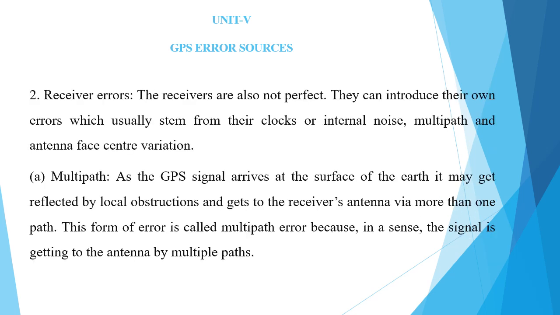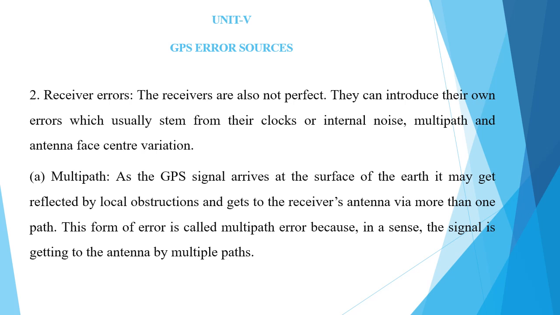Receiver error. The receivers are also not perfect. They can induce their own errors, which usually stem from their clock or internal noise, multipath, and antenna phase center variations. Multipath: as a GPS signal arrives at the surface of the Earth, it may get reflected by local obstructions and reach the receiver's antenna via more than one path.